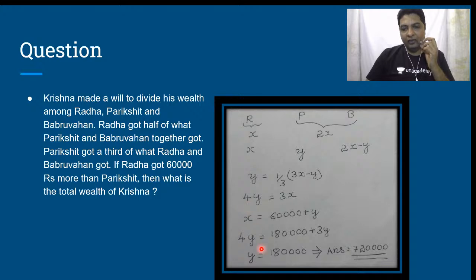Because this 4y is equal to 3x, 3 times of 60,000 plus y, 1,80,000 plus 3y. So 4y is 1,80,000 plus 3y means y is equal to 1,80,000. If y is equal to 1,80,000, then the total wealth of Krishna is nothing but 3x rupees, or in other words 4y rupees. If y is 1,80,000, then 4y is 7,20,000. Therefore, the wealth of Krishna is 7,20,000. See, this is one way of solving.